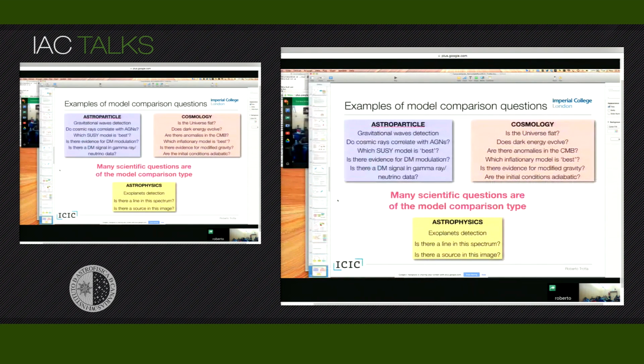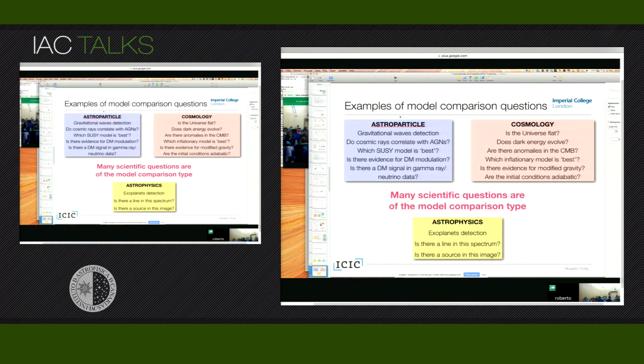Okay, so model comparison questions are ubiquitous in cosmology and astrophysics. Here are some examples. In cosmology, certainly, you might ask questions of the kind, is the universe flat? How can stars evolve? Which inflationary model is best? And so on and so forth. Or in astrophysics, when you do exoplanet detection, as I'm sure we have discussed with Phil, we want to find whether the data support 1, 2, 3, 4, 5, 7 planets or no planets, etc.